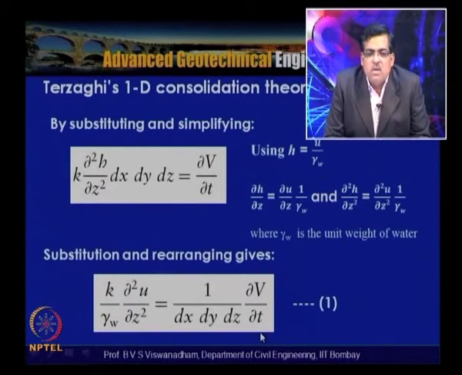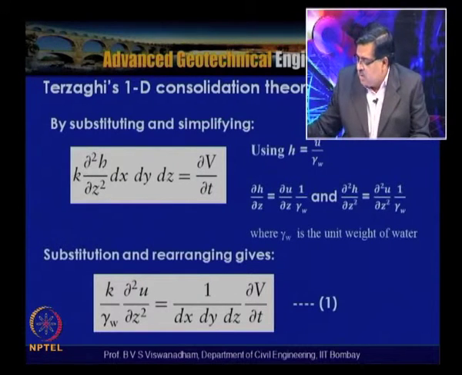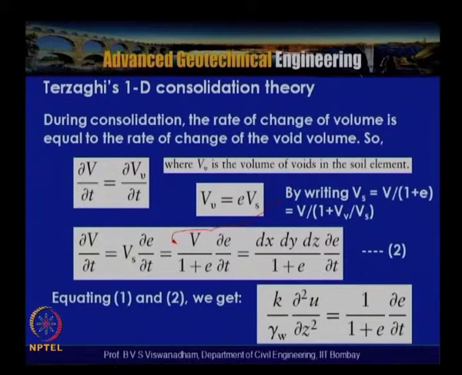So this particular equation now turned out to be k by gamma w into ∂²u by ∂z² is equal to 1 by dx dy dz into ∂V by ∂t. Now during the consolidation, the rate of change of volume is equal to the rate of change of the void volume. So ∂V by ∂t will be equal to ∂Vv by ∂t, where Vv is the volume of the voids in the soil element.